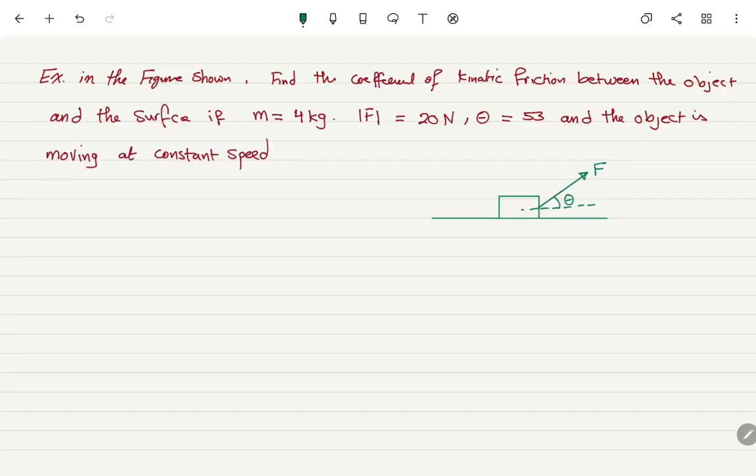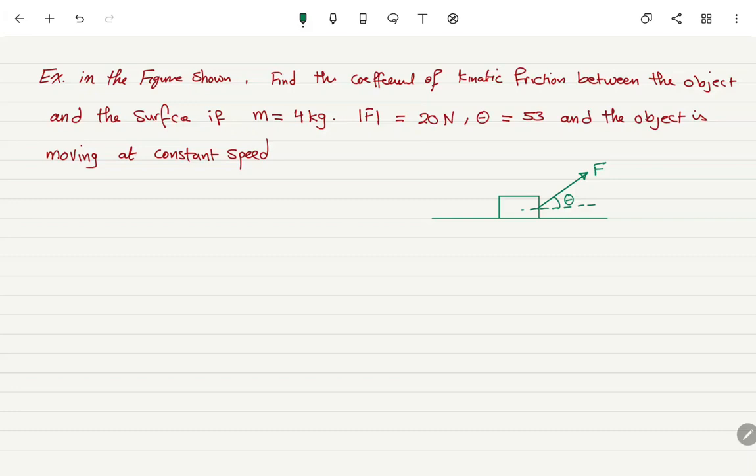Another example. In the figure shown, find the coefficient of kinetic friction between the object and the surface, if m equals 4 kilograms and the driving force is 20 newtons. Theta is equal to 53 degrees and the object is moving at constant speed. To solve this, let's draw the free body diagram.